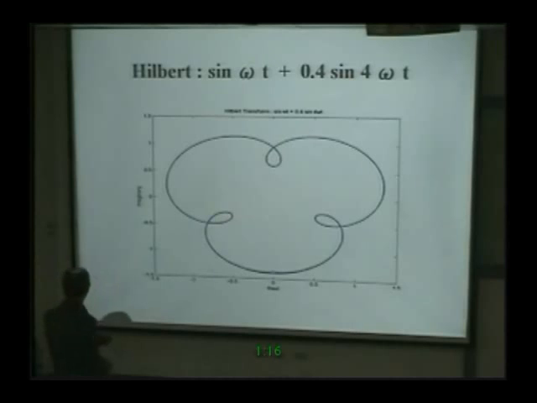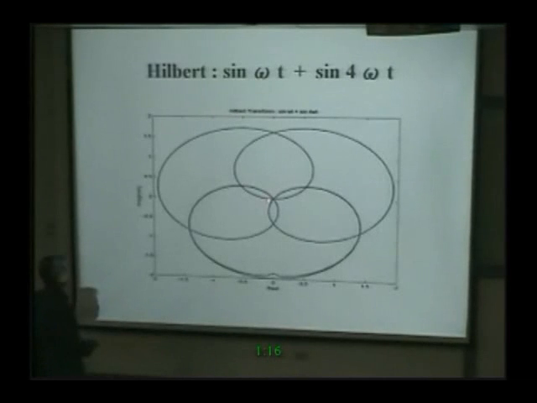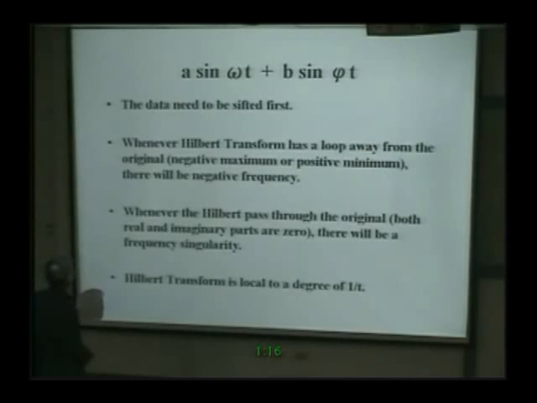And you see, we have all kinds of negative spots that have negative frequency. In this case, even worse. So the data need to be shifted. Now, whenever the Hilbert transformation loops away from the origin, we'll have negative frequency. Whenever the Hilbert transformation passes through the origin, we'll have a singularity. So those are actually the problem with the data, that the data has not been cleaned, not been reduced to its proper form.